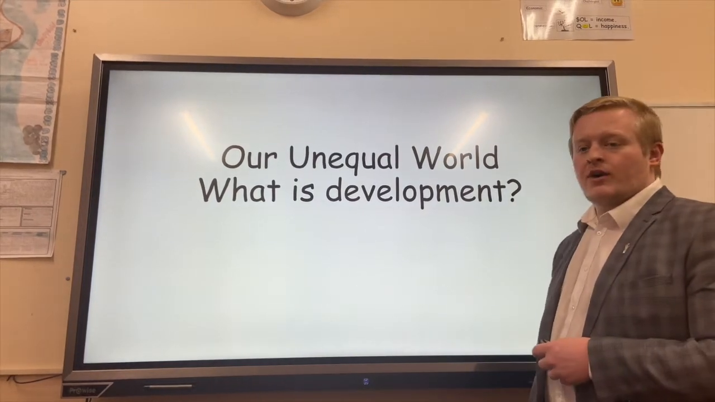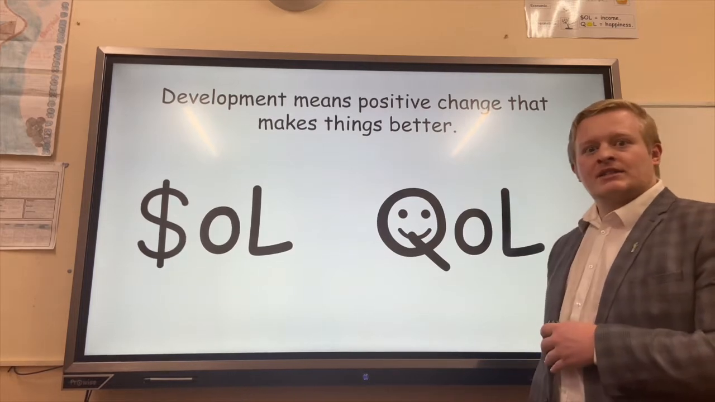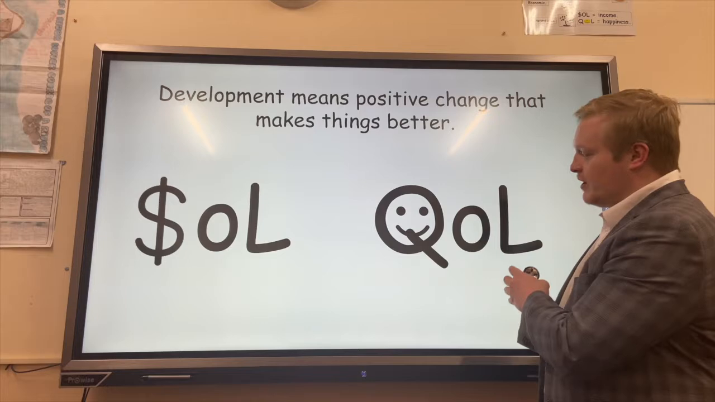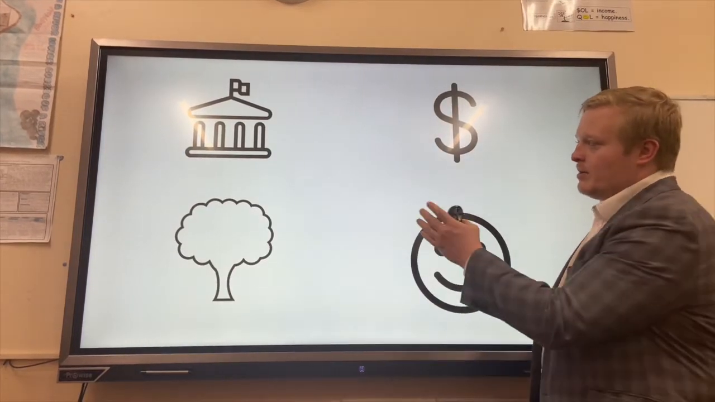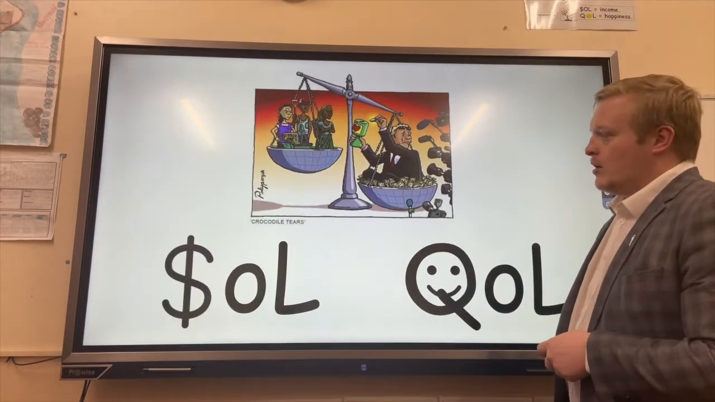Development and the topic of R = world. What is development? Development simply means positive change that makes things better. And to do this, we look at two things: standard of living, an economic measure, and quality of life, a social measure. There are four factors that we need to understand and look at, and those are political, social, economic, and environmental as well. Okay?